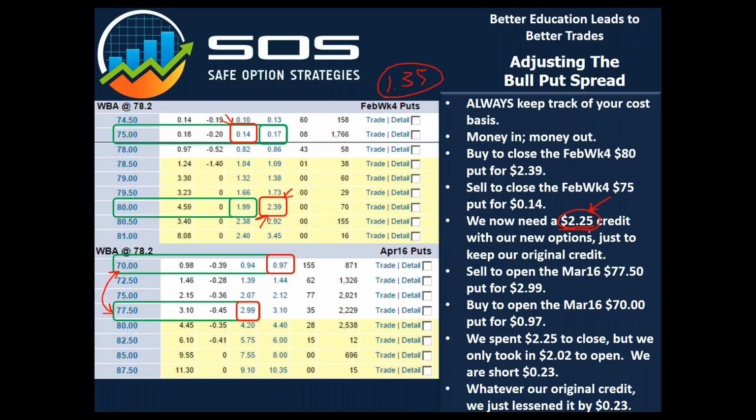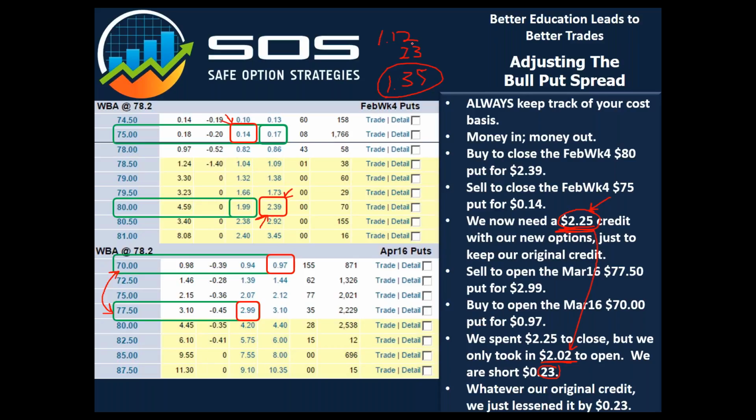If all we looked at was this is what we're having to pay to close the trade, and this is really the best we can do opening a new trade without going ridiculously far out in time, without creating a $10 or a $12.50 or a $15 spread, we don't want that big a spread because that's just plain and simply too much risk. But if we can get close, then all we've got to do is take this 23 cents and say, you know what, instead of $1.35 credit right now, I've got to take 23 cents away from that credit. And that means that now I only have a $1.12 credit.